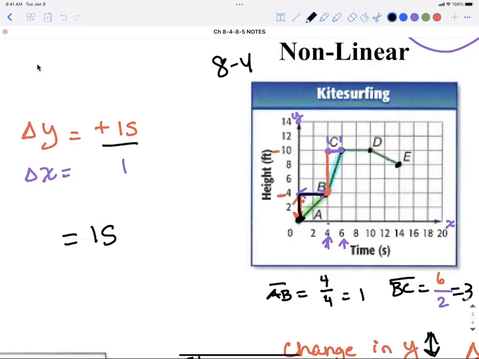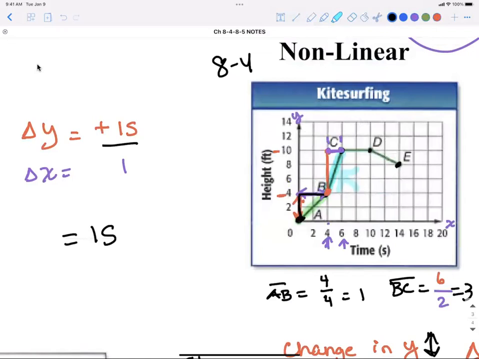And so you can see that the section AB has a slope of 1. The section BC gets steeper, so it would make sense that it would have a higher slope. So this section right here, this BC, that section has a slope of 3. It's a steeper line than that little section of AB.